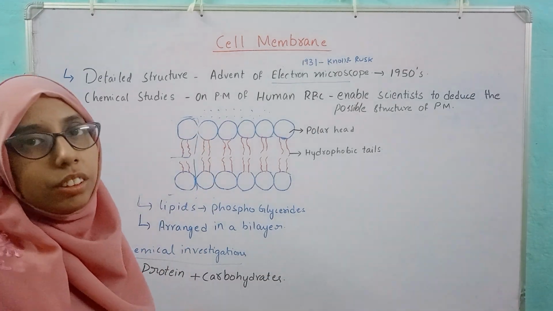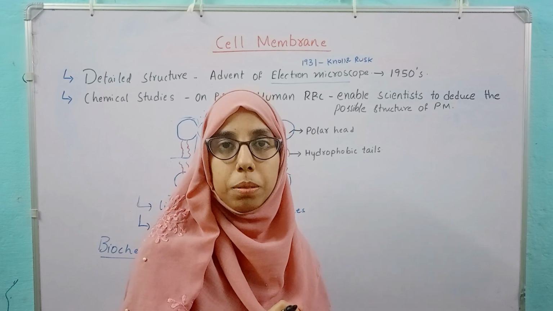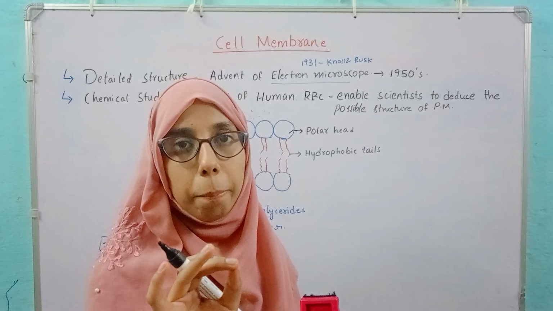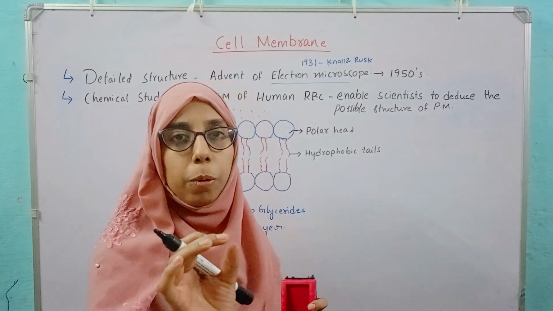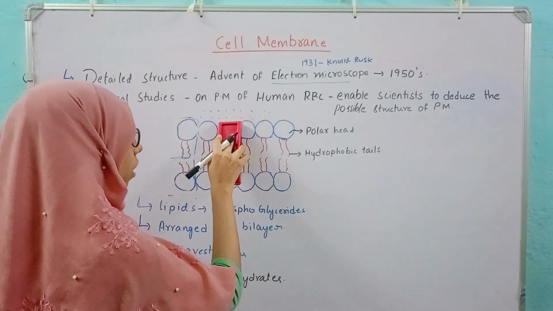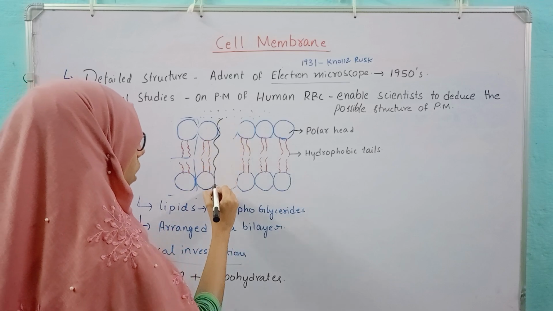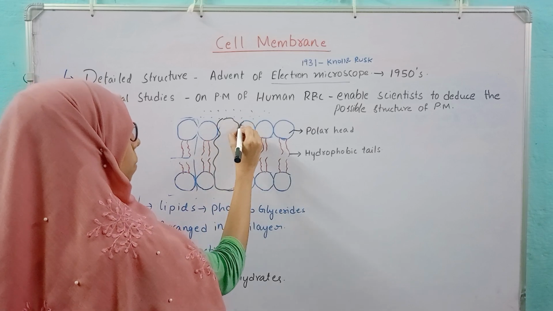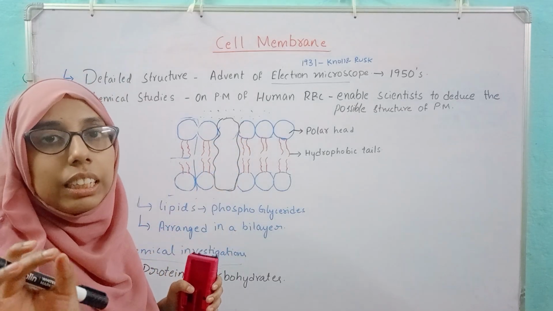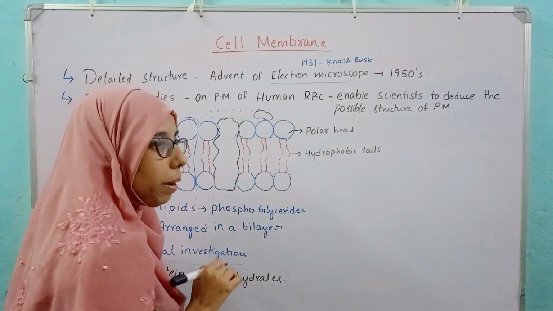Based on the ease of extraction of the proteins from the plasma membrane, they are classified into two types. One is integral proteins and the other is peripheral proteins. Integral proteins lie inside the membrane. How they are arranged, let's see. This is the plasma membrane. If the protein is present inside the plasma membrane, then this protein is called an integral protein, whereas peripheral proteins are present outside the plasma membrane.